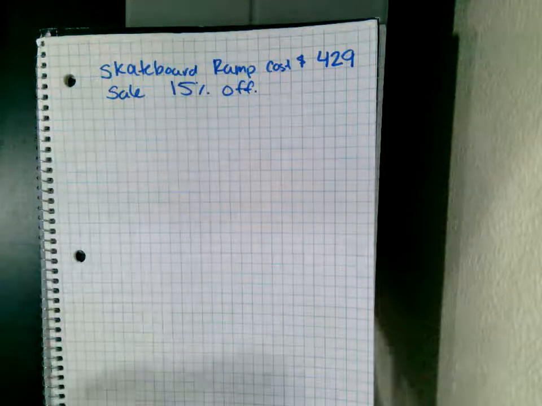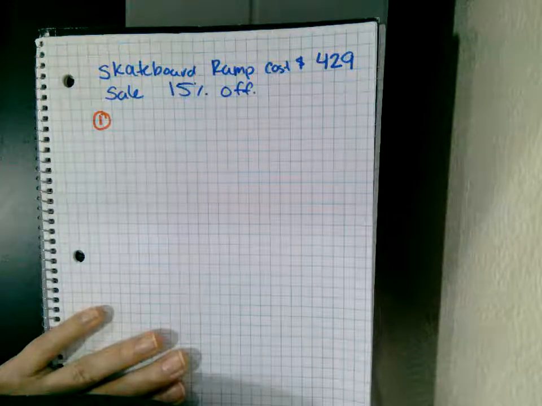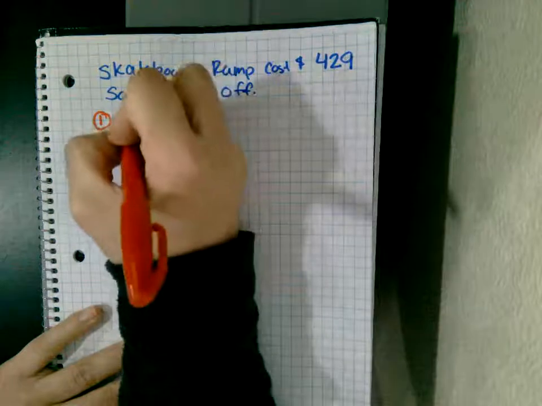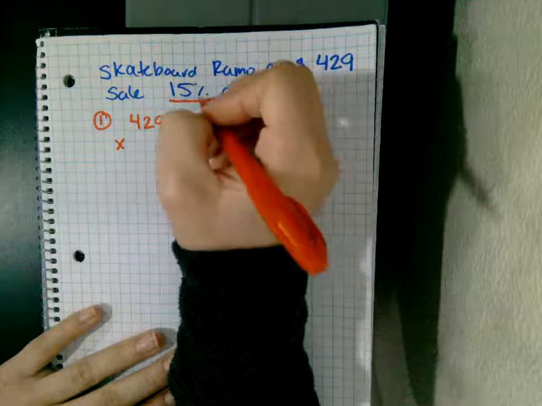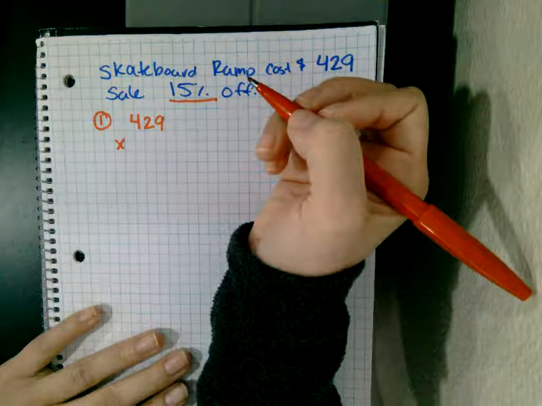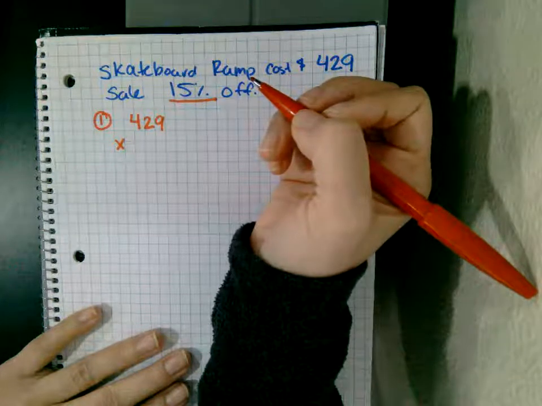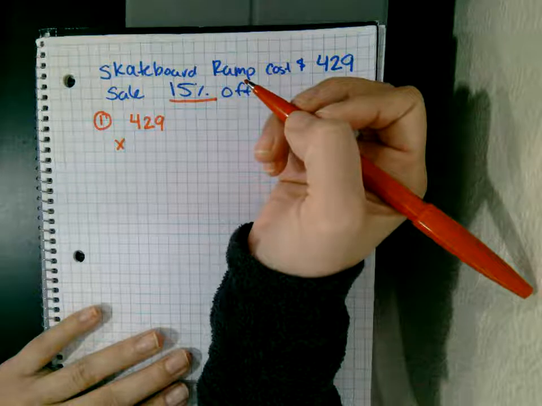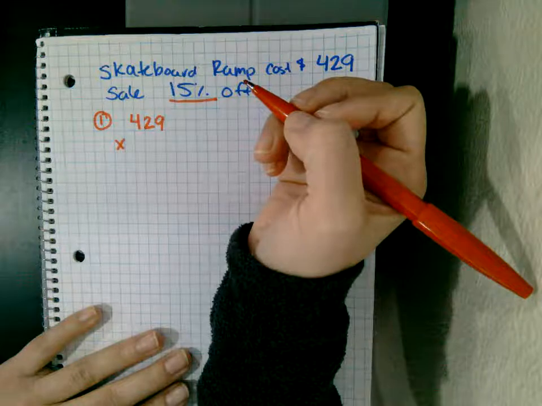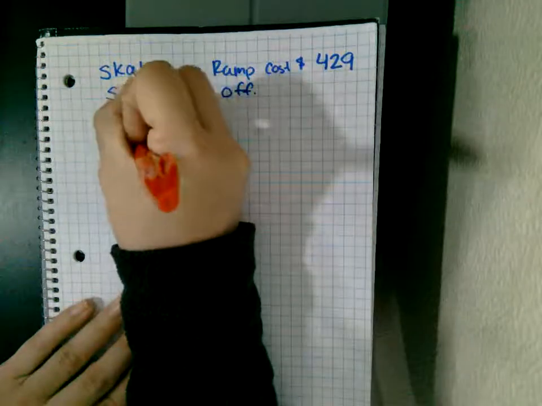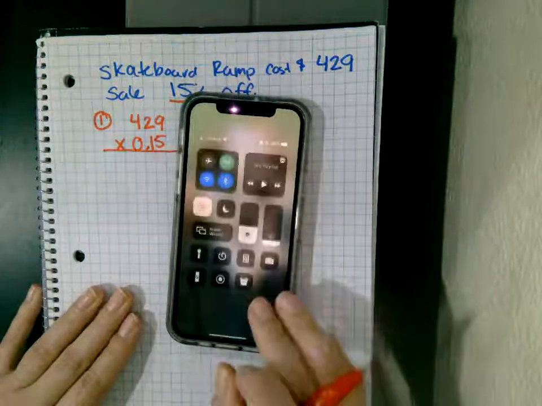Okay, so what's our first step? What do we have to do first? What's step number 1? Multiplication? Yep. So we're going to take our price of $429 and multiply it by 15%, but we've got to write 15% as a decimal. So how do I take 15% and write it as a decimal? What's 15% as a decimal? Yes, thank you, Araceli. 0.15.